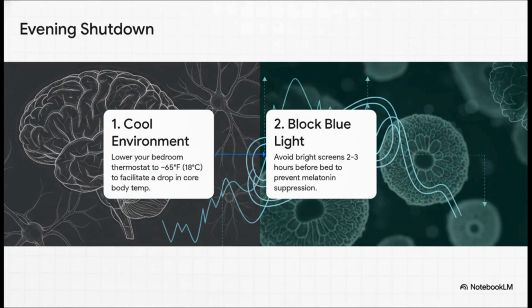And finally, the evening shutdown protocol. This is where you engineer your environment to support your biology. Lower your thermostat to that cool 65 degrees, and critically block out bright, especially blue, light from screens for 2 to 3 hours before bed. You are sending unambiguous signals to your system that it is time to power down and initiate the maintenance cycle.